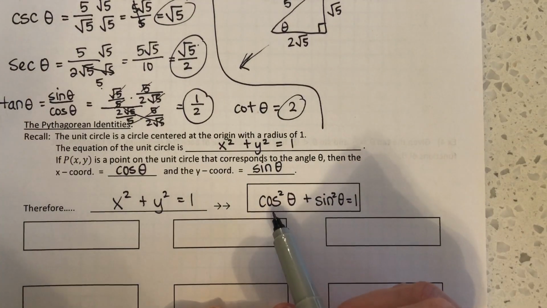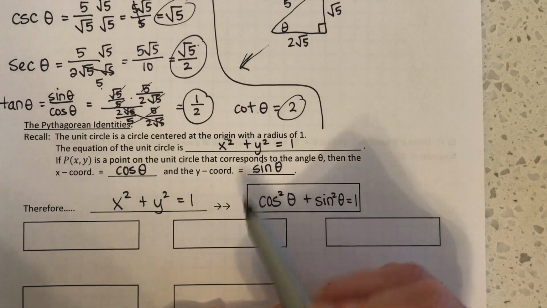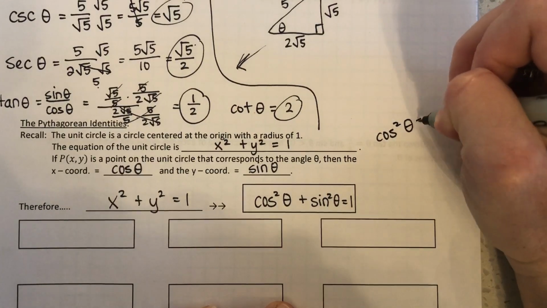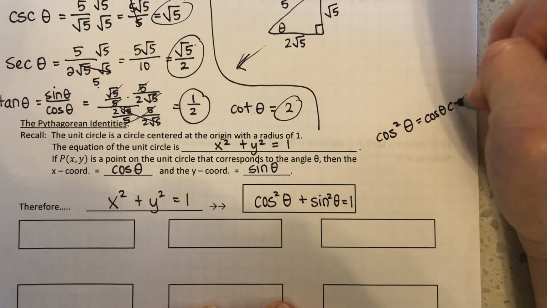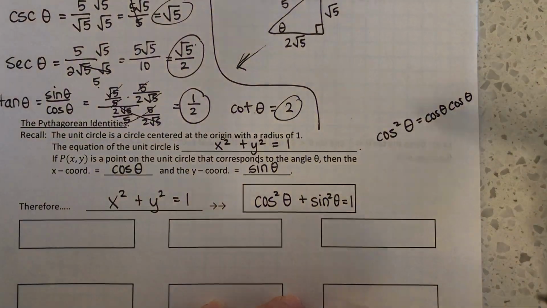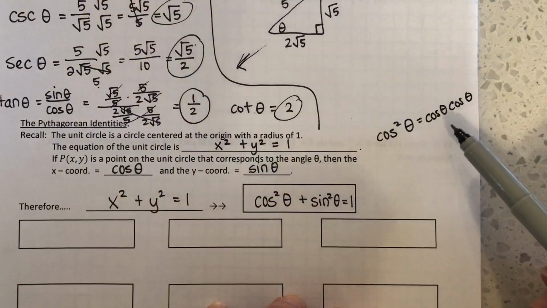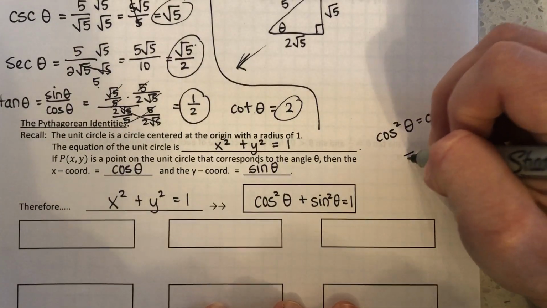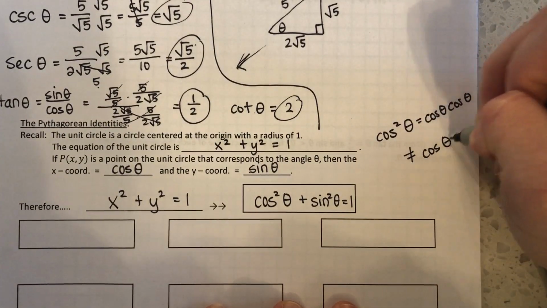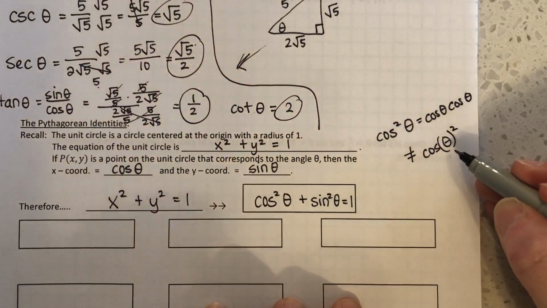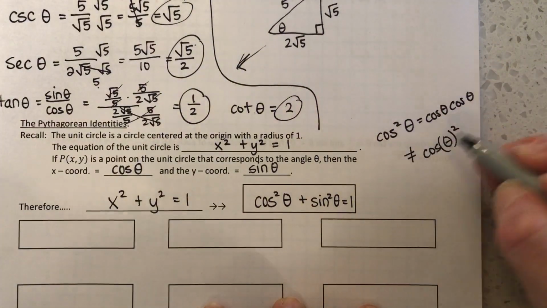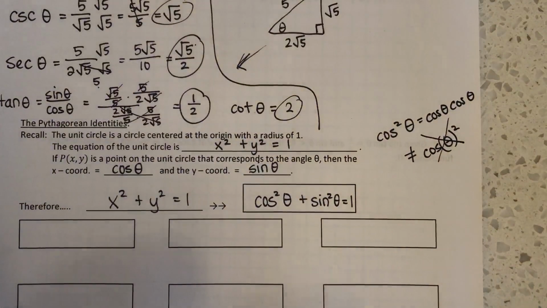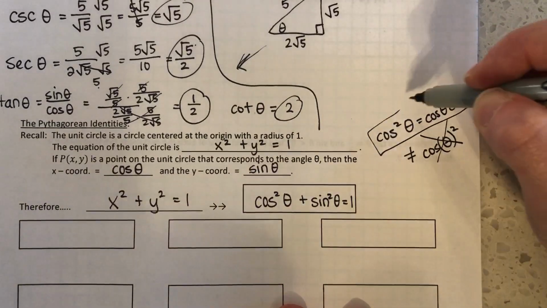Now, I just want to talk about this for a second. Cosine squared theta means the function is squared. Cosine squared theta literally means cosine theta times cosine theta, right? The cosine of an angle times the cosine of an angle. It's cosine theta times itself two times, okay? It does not equal cosine of theta squared. It's not the angle that's being squared. It's the cosine of an angle, the actual function that's being squared. It doesn't equal that. It equals this, okay?